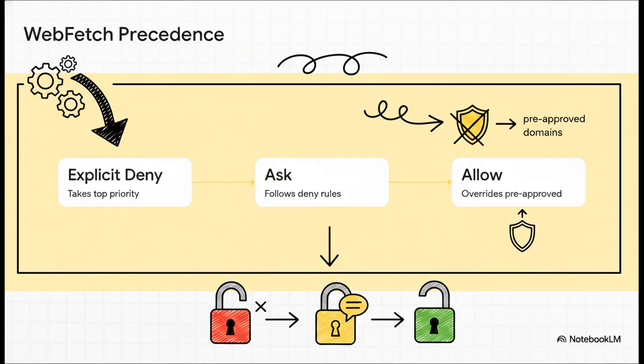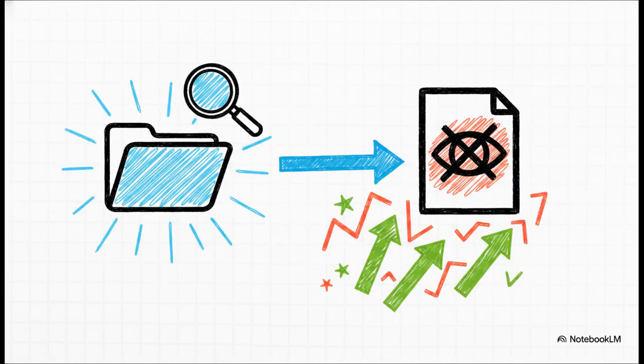An explicit deny takes absolute top priority. That's followed by ask and then followed by allow, which can now properly override those pre-approved domains. This is a real game changer because it gives you exact, predictable control over exactly which domains Claude Code can and cannot fetch from.